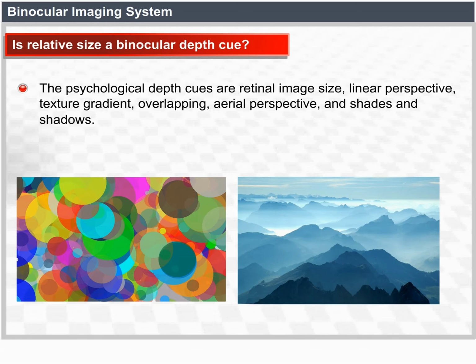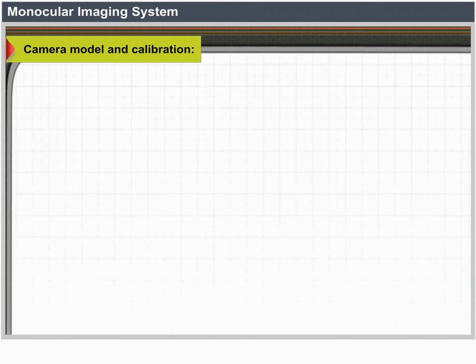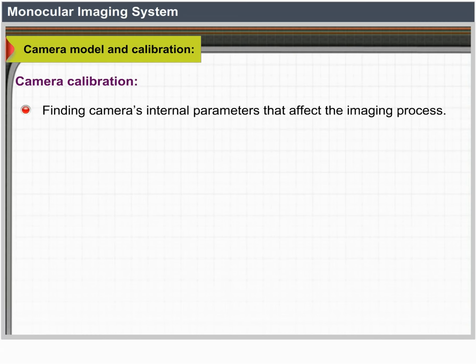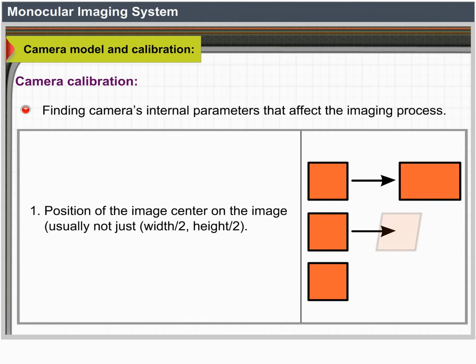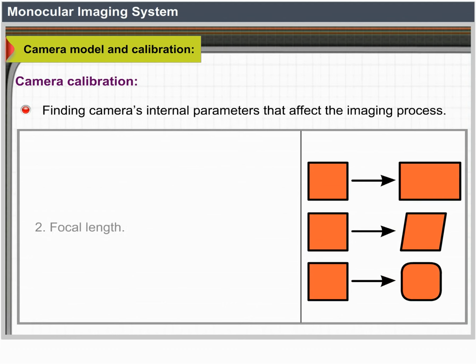Camera model and calibration. Camera calibration: finding the camera's internal parameters that affect the imaging process. 1. Position of the image center on the image, usually not just width by 2 or height by 2. 2. Focal length. 3. Scaling factors for row and column pixels. 4. Lens distortion.